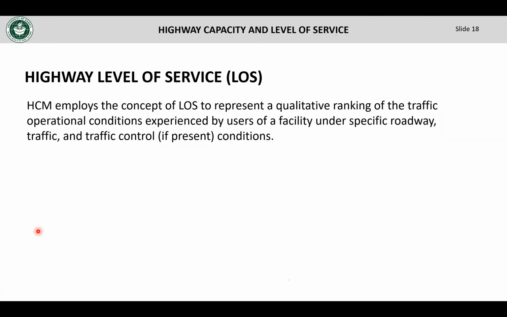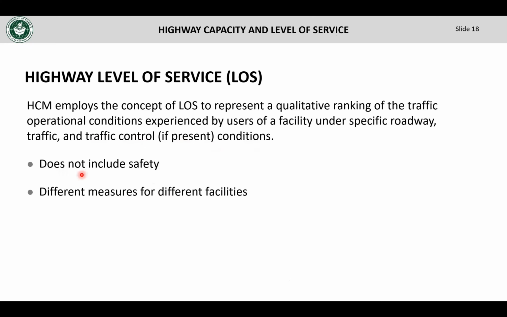Let's define now the level of service. The Highway Capacity Manual employs this concept to represent a qualitative ranking of the traffic operational conditions experienced by users of a facility under specific roadway, traffic and control conditions. And it says control here because, for example, on freeways, we typically don't have any control. We never stop vehicles with a signal or things like that, right? Notice that this definition does not include safety, and we use different measures for different facilities. For freeways, we will be talking about density. Delay is what we typically use to assess the level of service on traffic signals. So we're going to be looking at how we determine level of service for a facility, and the measures we use to assess the level of service will be different for different facilities.